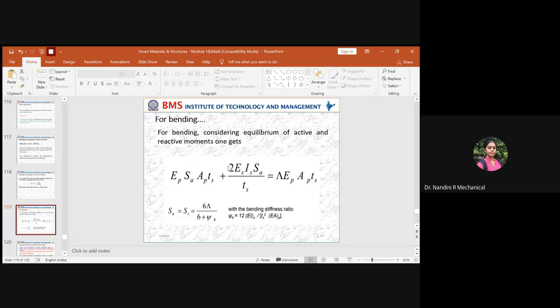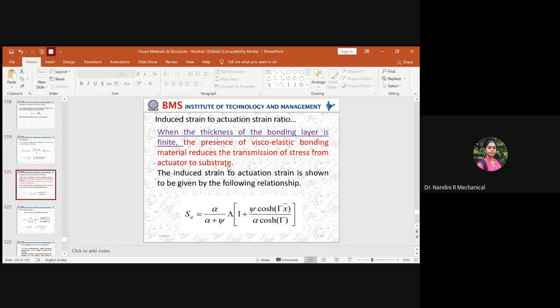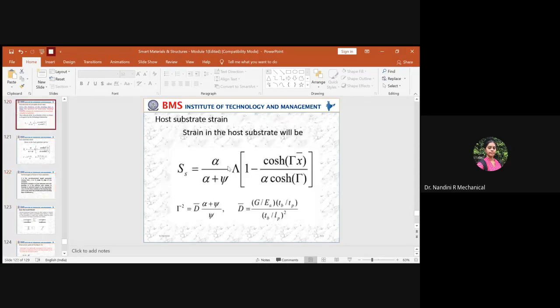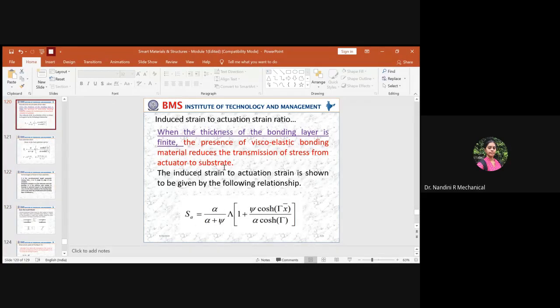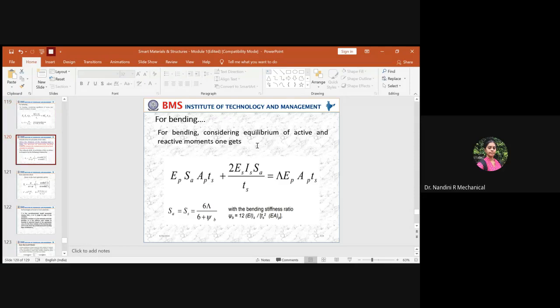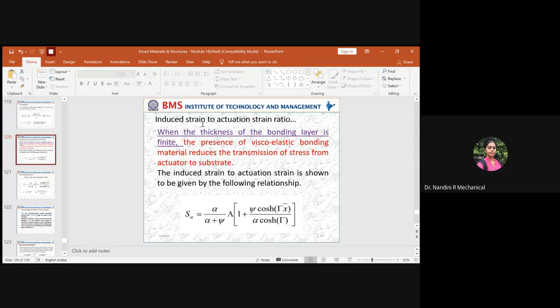So for the bonding layer to be in equilibrium condition, these are the two equations we will be following up. And lastly, there is one more thing you have to understand: the induced strain to actuation strain ratio. Why is this ratio essential?